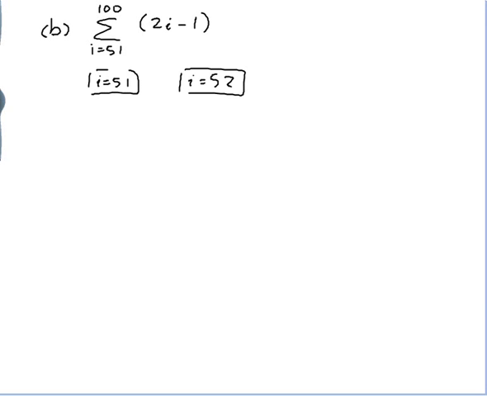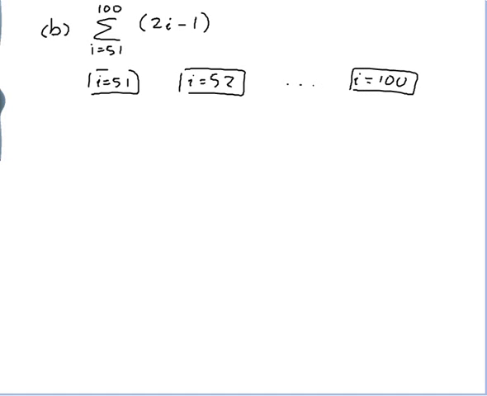So let's start a new page and do part B. B. The sum from i equals 51 to 100 of 2i minus 1. Alright, well, so what does this mean? Well, we'd do each of the possible values of i and we'd figure out the formula and see what we get. So we've got i equals 51 and i equals 52 and all the way up to i equals 100.